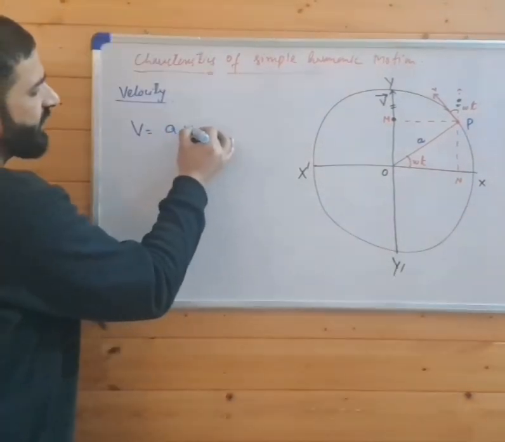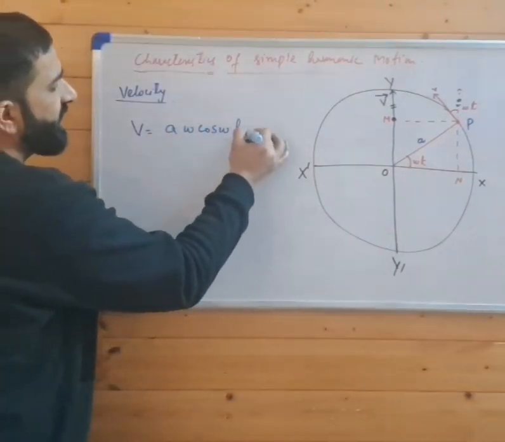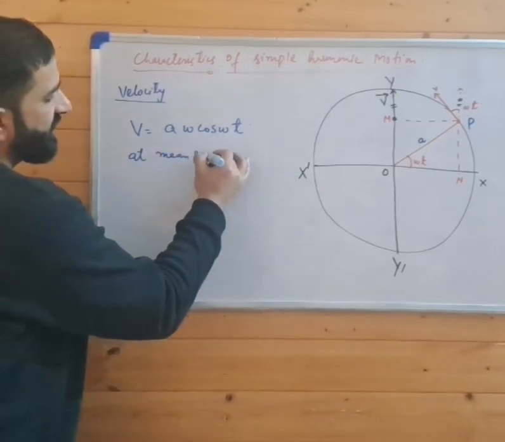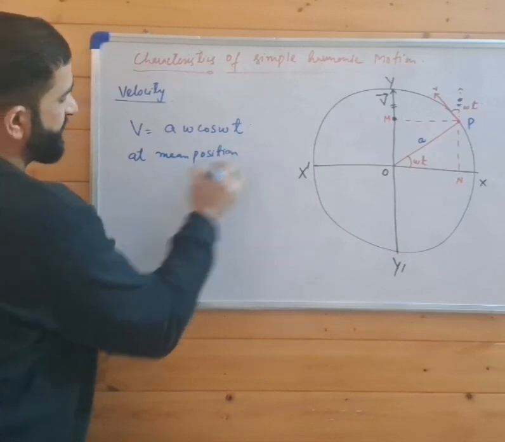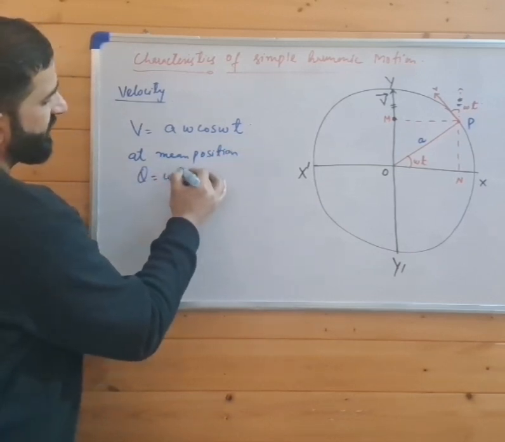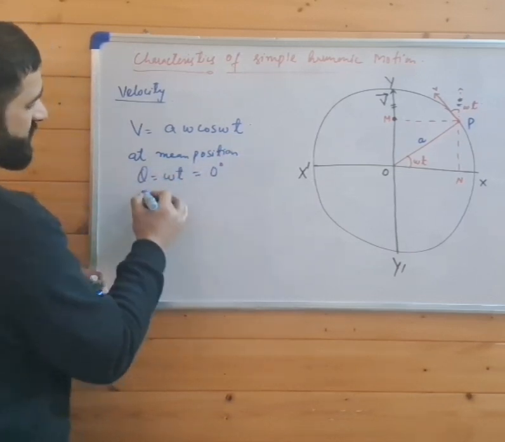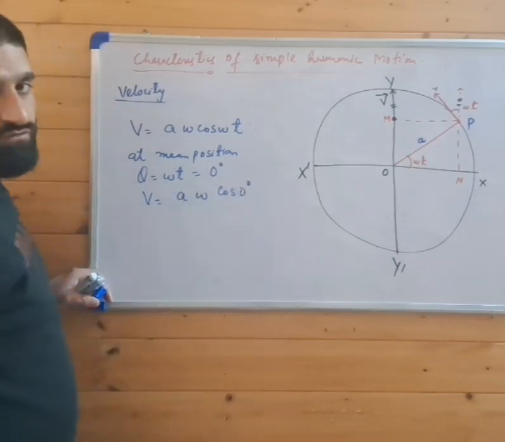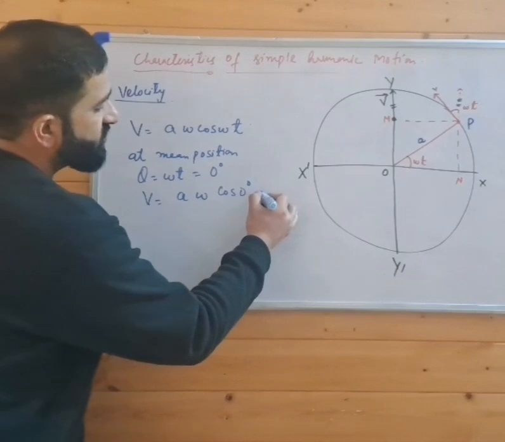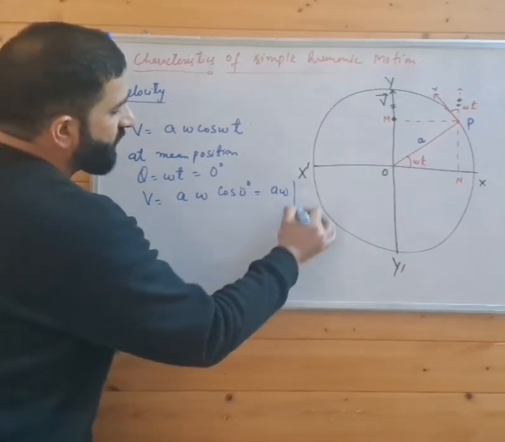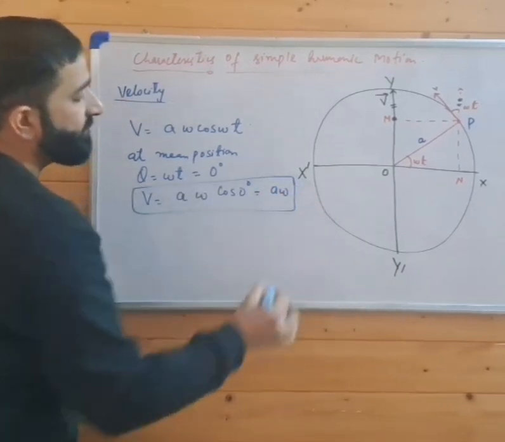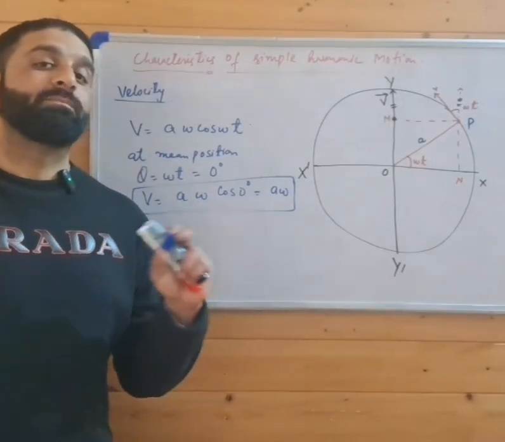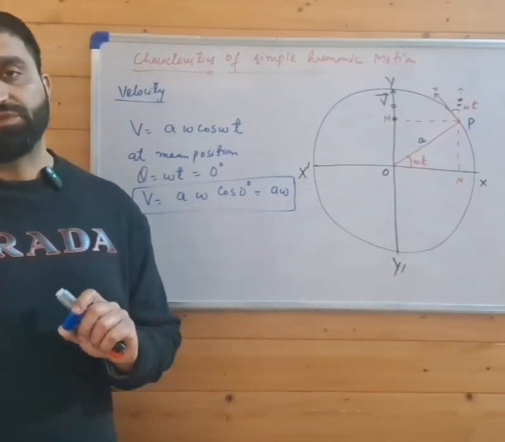Velocity is equal to a omega cos omega t. At mean position, theta is equal to omega t is equal to 0. So v is equal to a omega cos of 0. We know that cos of 0 is equal to 1. So velocity at the mean position is equal to a omega. So the velocity amplitude is equal to a omega, and the velocity is maximum at the mean position.